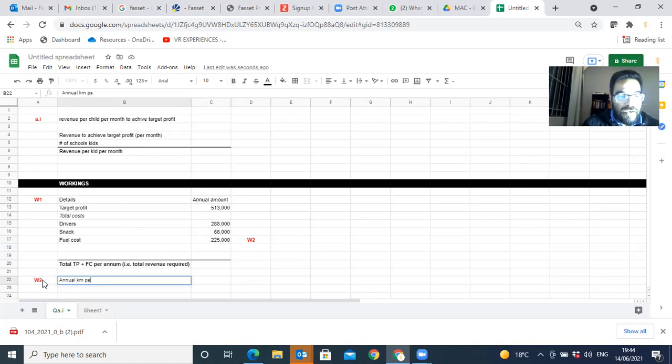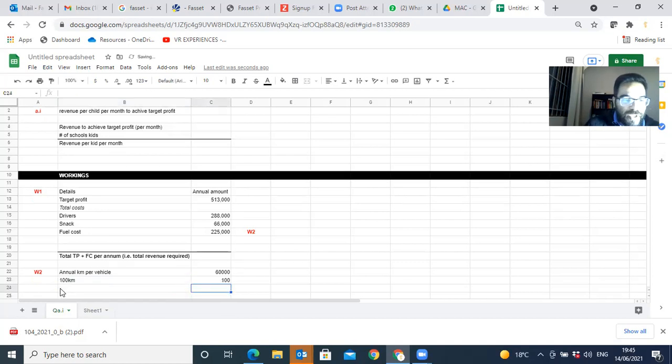Annual kilometers per vehicle, 60,000. Okay, they're telling us that the vehicle uses 10 liters for every 100 kilometers. So we need to know how many 100 kilometers there are. So now we're going to put here 100 kilometers. This will give us the number of 100 kilometers per vehicle.